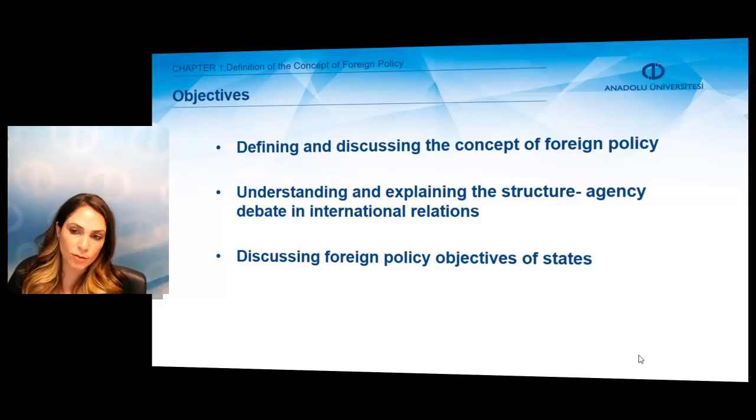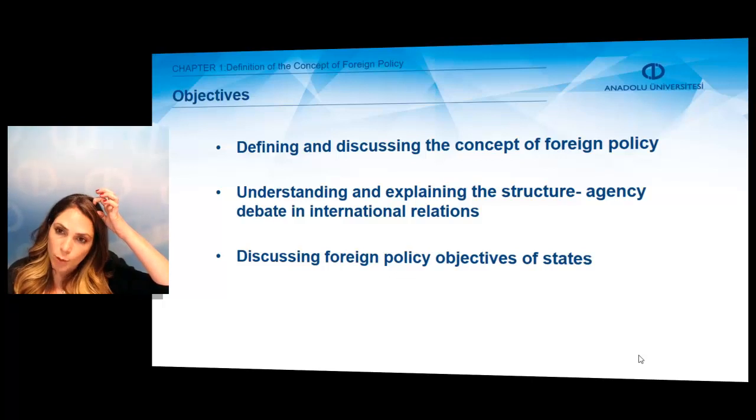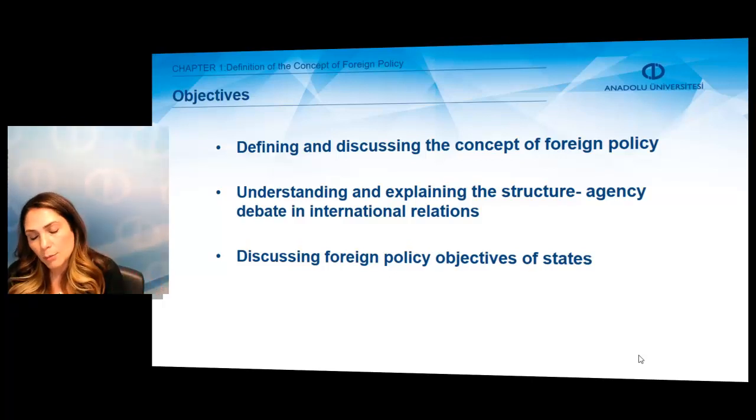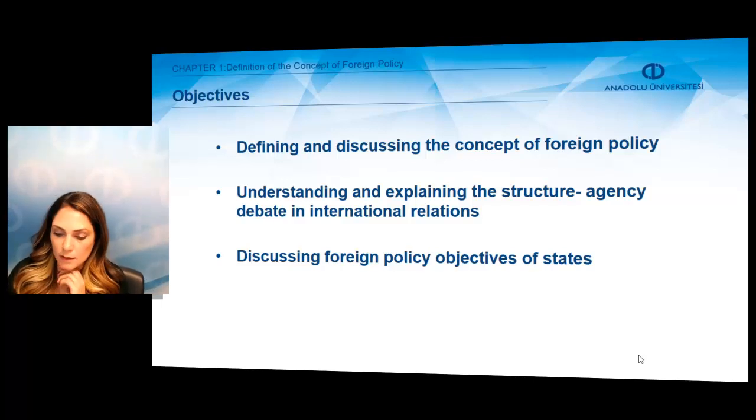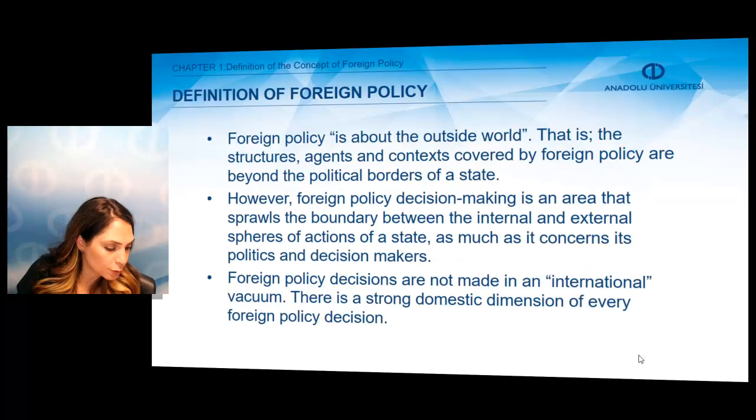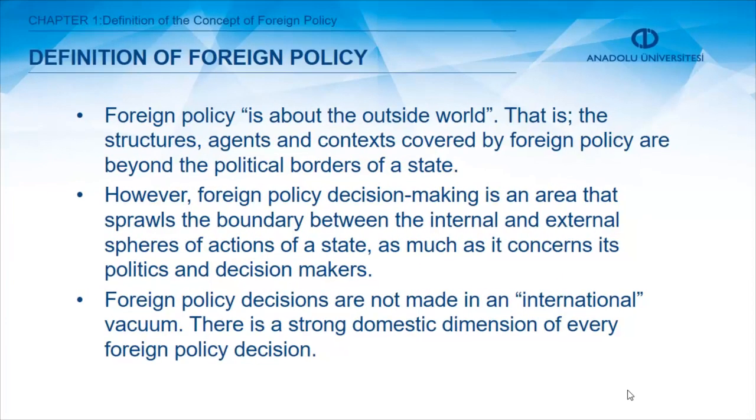Understanding and explaining the structure and agency debate in international relations is of high importance for us, because the structure and agency debate is a new one in current international relations, but it's very impressive and determining for foreign policy analysis. And we will also discuss the foreign policy objectives of states. Now, let's begin first by the definition of foreign policy.